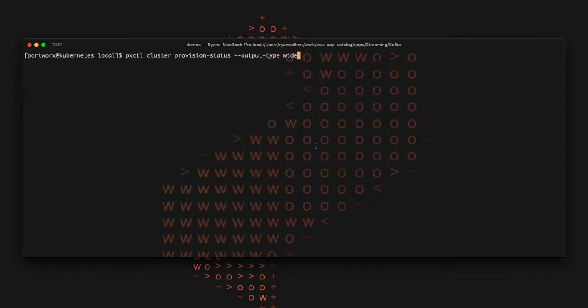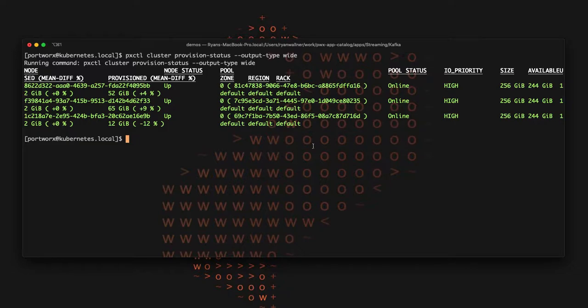So let's go ahead and look at the output of the provision status. And here you can see that everything is more evenly distributed across the 3 nodes. And that is pool rebalancing and submitting that rebalance from the CLI.